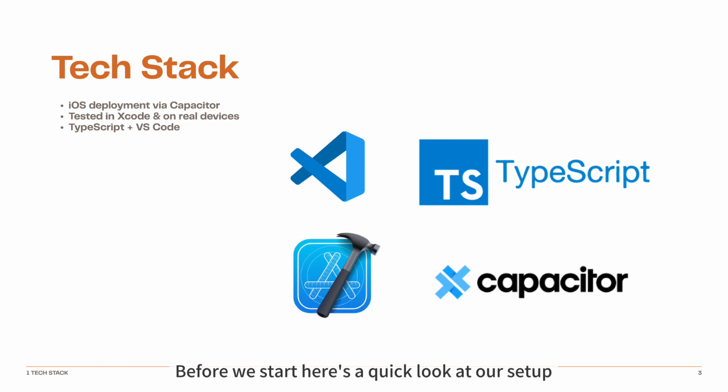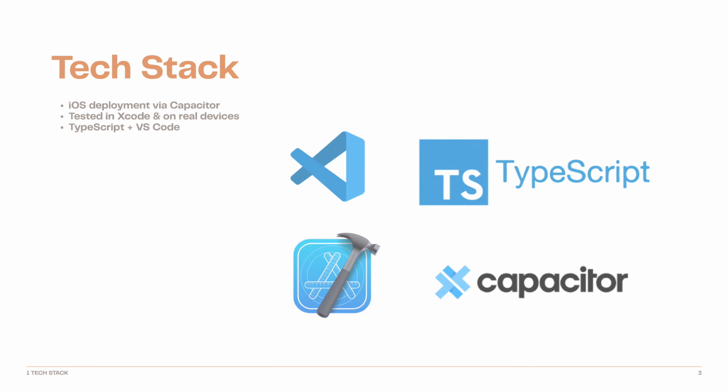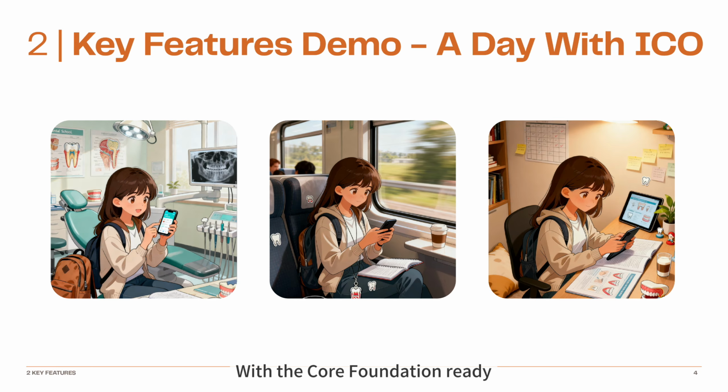Before we start, here's a quick look at our setup. ICO was built with TypeScript in VS Code and deployed to iOS with Capacitor. It runs natively through Xcode simulators and on real devices, allowing smooth testing and fast iteration. With the core foundation ready, let's follow a student using the app.